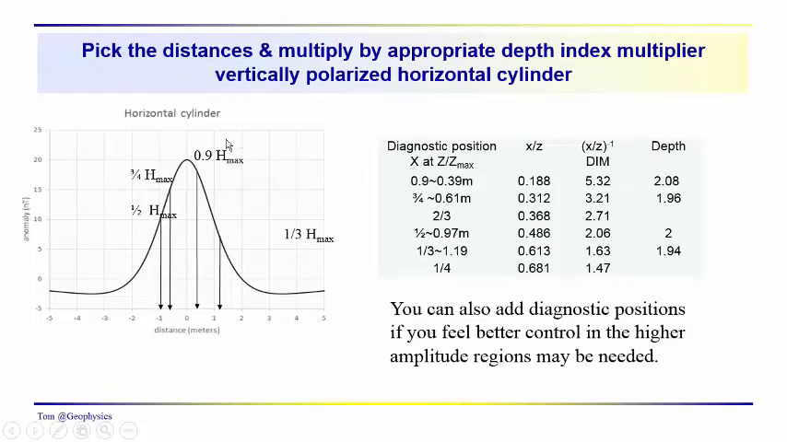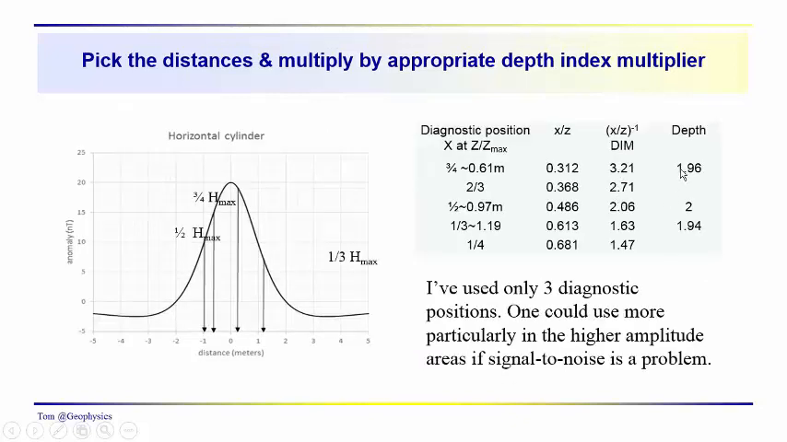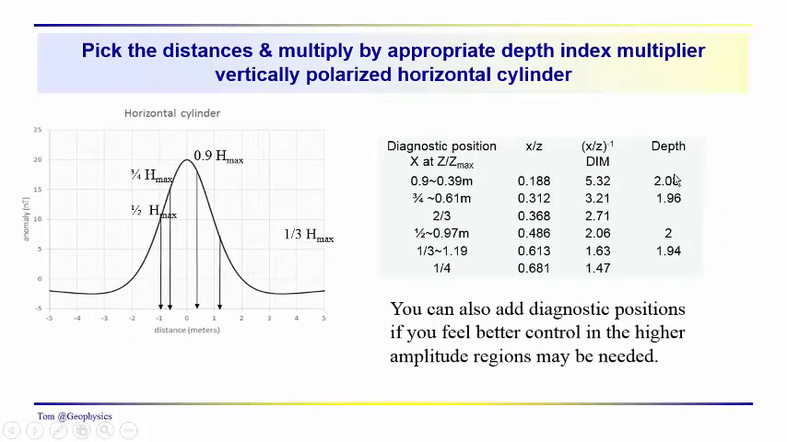So here we are for the horizontal cylinder, and we've come up with depth estimates. I added an additional one in here just to illustrate the idea. We were coming up with, at 3/4, 1.96, 2, 1.94. Added in at 0.9, we get 2.08. So just taking a look at an average, we'll just call it 2. And so this is just kind of a reminder of what it was that we did with gravity when we were using simple geometrical objects.